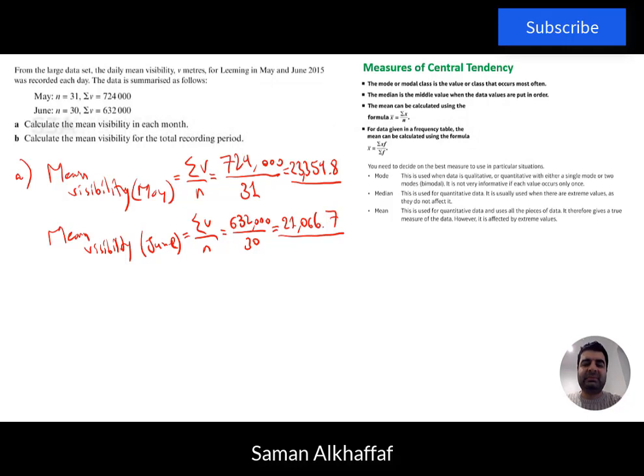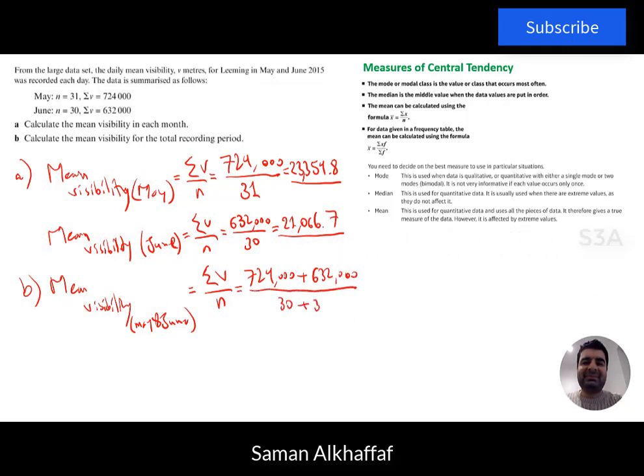For part B, we need to find the mean visibility for the total recording period. So in this scenario, we have a combination. So we add the totals of the numbers. So that would be 724,000 plus 632,000. So that will give us approximately 22,229.5, and this will be our answer for part B, and these will be our answers for this question.